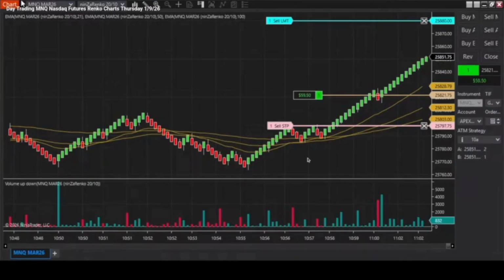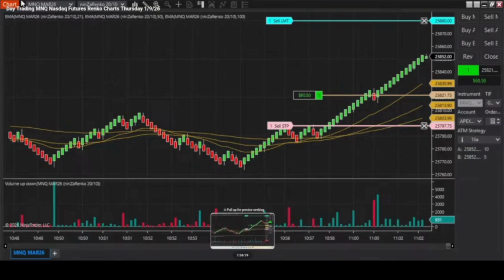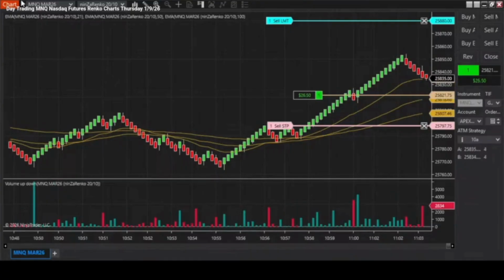At some point I'm going to have to start trailing these bars. Bound to get another pullback here. I don't want to lose this profit. Up about 30 points. And it's coming back.